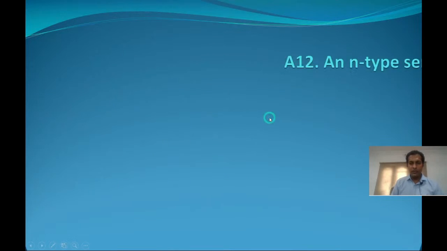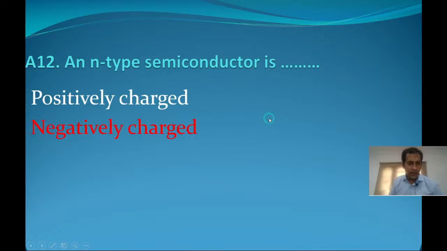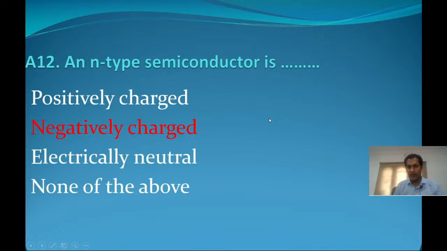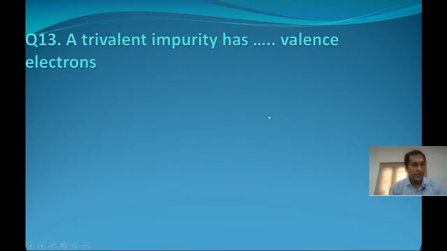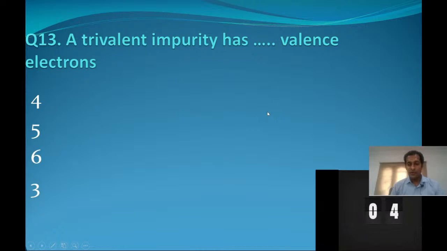Okay, fine. So our answer is negatively charged particles. Again, let us move to the next question. The next question is: the trivalent impurity has dash dash valence electrons. 4, 5, 6, or 3. Your timer starts now. Trivalent, the name suggests tri. So I don't think there should be much problem in guessing the answer. We'll just wait for everyone to post the answer.